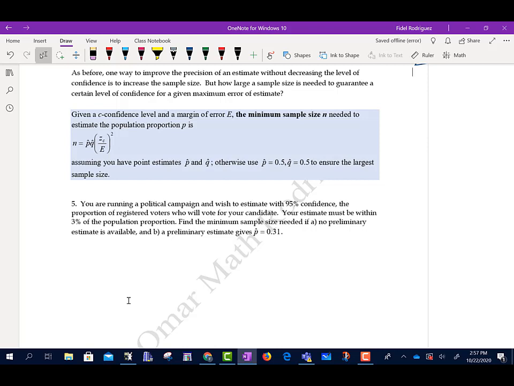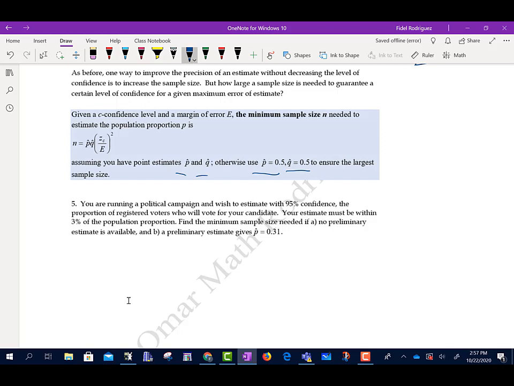It says N equals P hat times Q hat times the ZC divided by the error, all squared. And it says, assuming that we have points for P hat and Q hat, otherwise we're going to use P hat being 0.5 and Q hat being 0.5 to ensure the larger sample size. So let's take a look at the problem that we have here and see if we can figure this thing out.